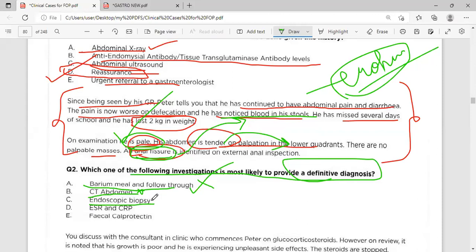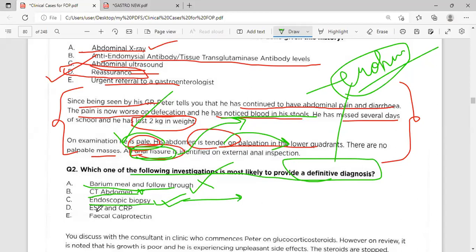It will provide us with a definitive diagnosis. Exactly. If we want to see definitive features, biopsy is our choice. So they said the definitive diagnosis is endoscopic biopsy, because this is a case of Crohn's disease. If it was a case of ulcerative colitis, we would choose colonoscopic biopsy, right?